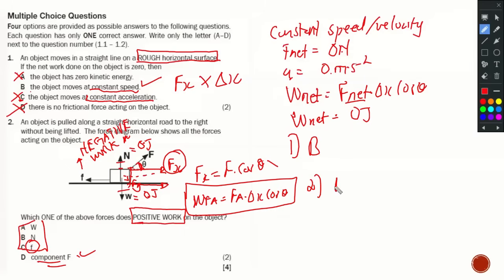So 2 is D, right? So see how I go through your multiple choice questions. It's not just a matter of picking and guessing there. You have to really analyze.